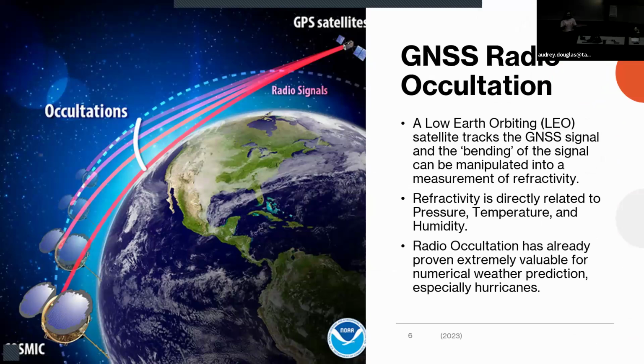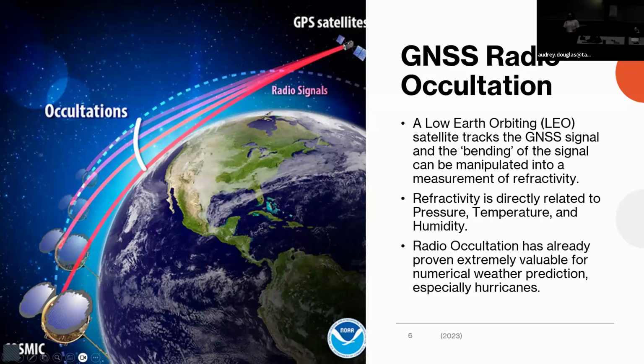So in a nutshell, basically there are your GPS satellites, which we use every day, and they're up there constantly. NASA and UCAR, which is the University Corporation for Atmospheric Research, have low orbiting satellites that are following these GPS signals. And once those signals pass through the atmosphere, they bend. And from that bending, we can back out atmospheric properties, which will be helpful for modeling purposes.